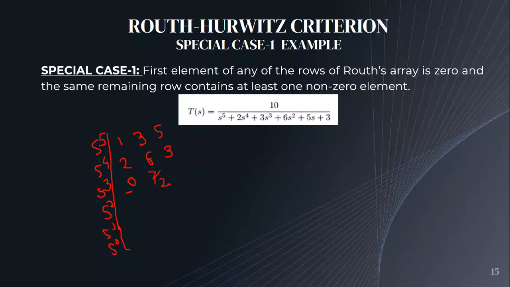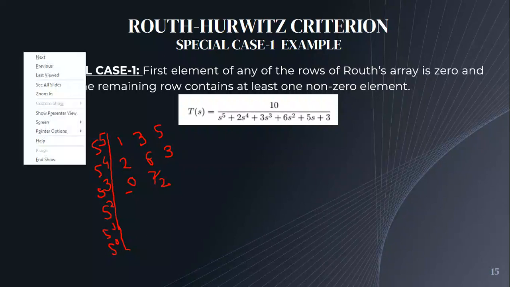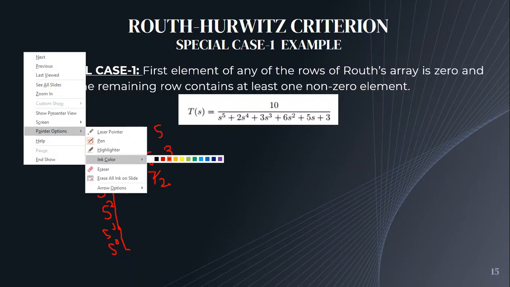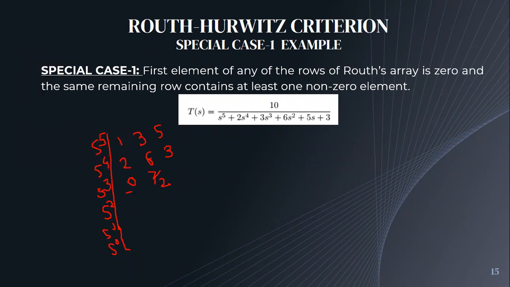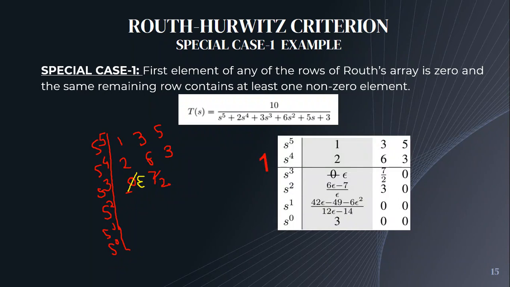Now since the first element becomes 0 over here, I cannot obtain the further elements because they will become infinite. So instead of this 0, I'll substitute a very small number, eta. Now if I obtain the Routh's array, assuming this to be eta, I'll get a Routh array like this, right? At the end I'll substitute eta equals 0.